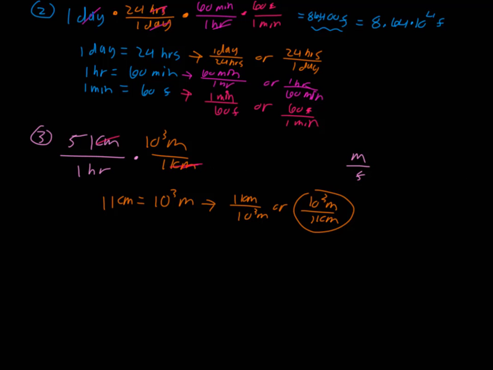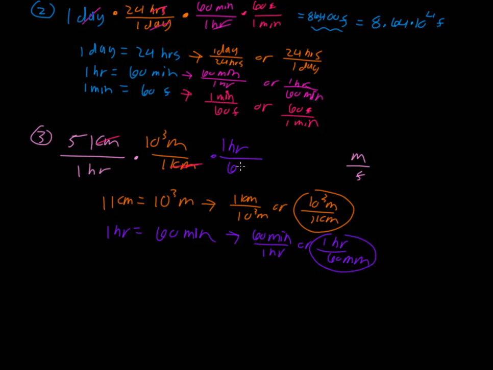So now let's deal with the hours. 1 hour is equal to 60 minutes. As we did above, you get 60 minutes over 1 hour or 1 hour over 60 minutes. And again, you want to cancel out the hours, so let's choose this conversion factor: 1 hour over 60 minutes. And so the hours cancel out. Now we're left with minutes, but we want it to be in seconds.